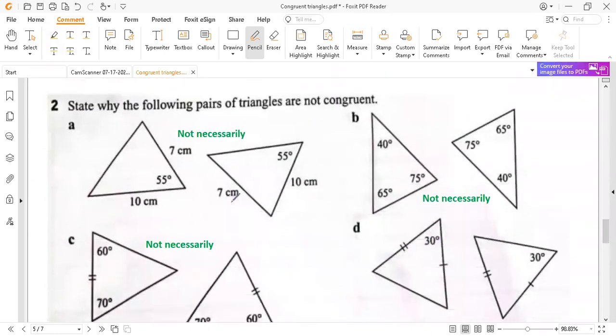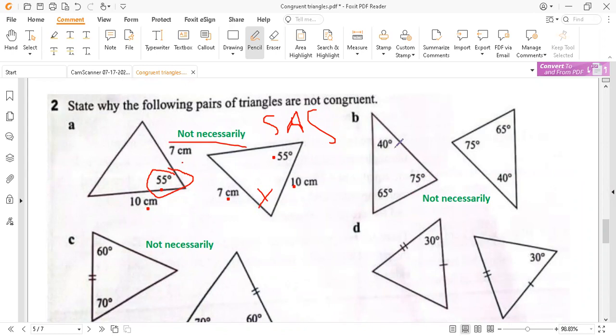Okay, for example, here we have this side equal to this side, and this side equal to this side. We know that based on SAS, the angle should be included between the two equal sides. We guarantee in this triangle that it is included, but in this triangle it is not included, it should be here. So normally they are not necessarily congruent.